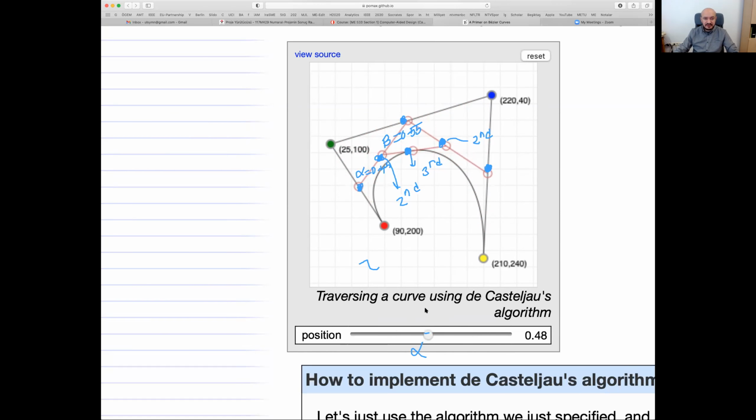Any questions on this issue, on this algorithm? A nice one.